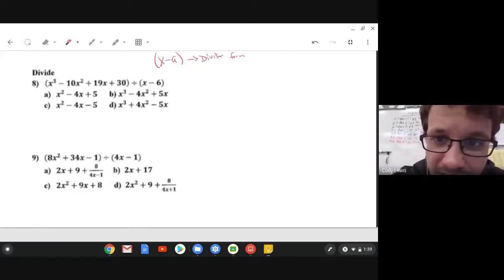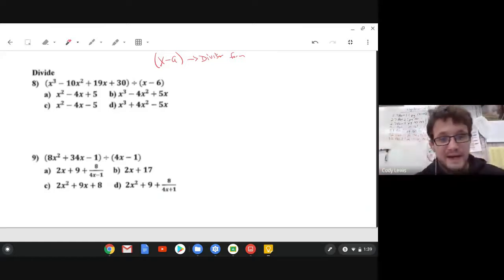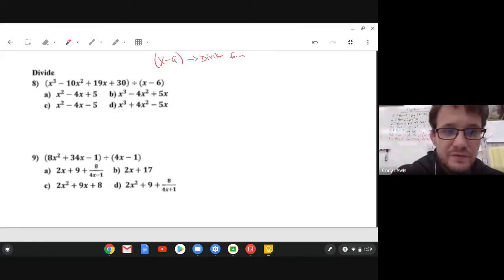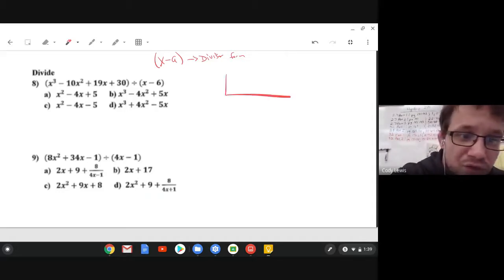It just means you have x plus or minus a number. So if you have one x plus or minus a number, you can use synthetic division. So that's what I'm going to use. Remember, with synthetic division, you're going to make the box. You're only going to put numbers inside the box.